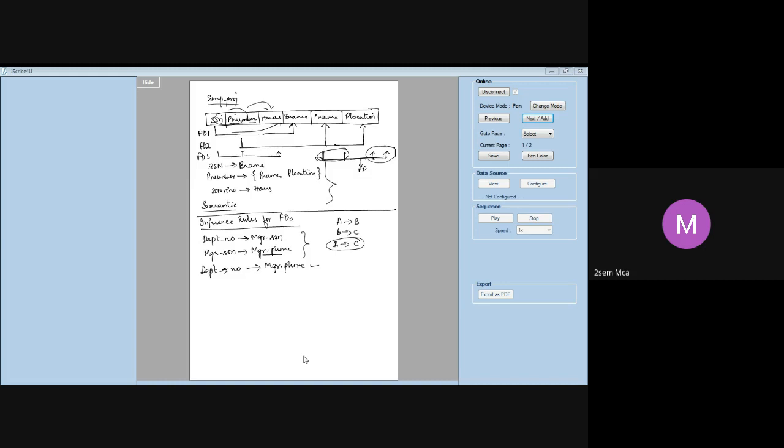Look at that. Department number implies manager SSN. That means given the department number, I can find out who is the manager of that department. Given who the manager is, I can always find out the phone number of that manager. So given these two, I can arrive at this: given the department number, I can find out the phone number. A implies B, B implies C, so I can write A implies C. This particular dependency, I am already able to infer, so I don't have to give it specifically.